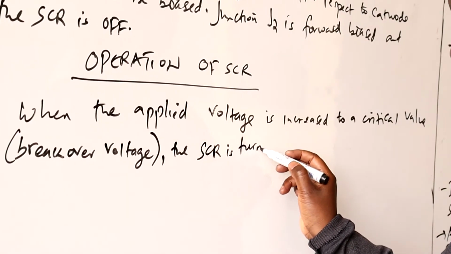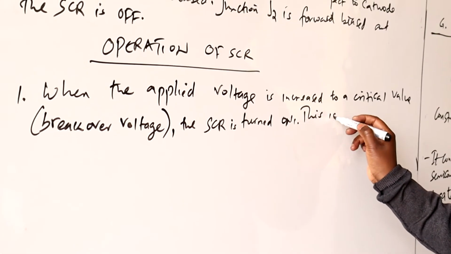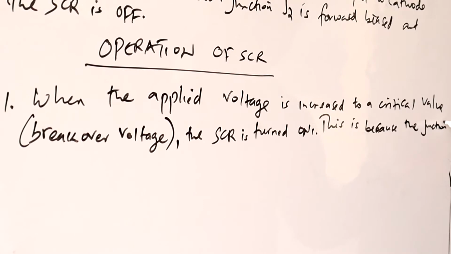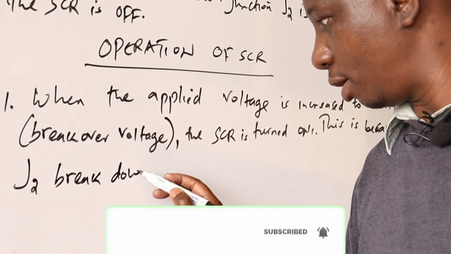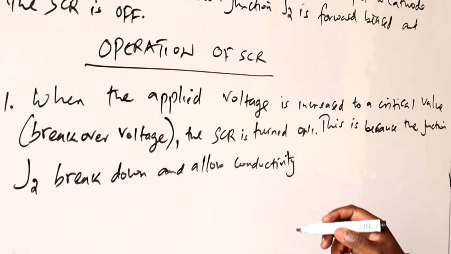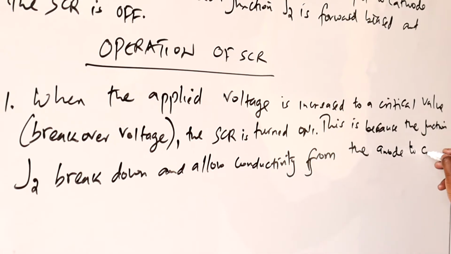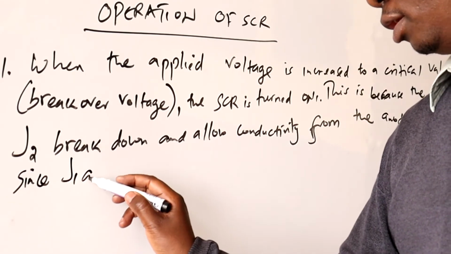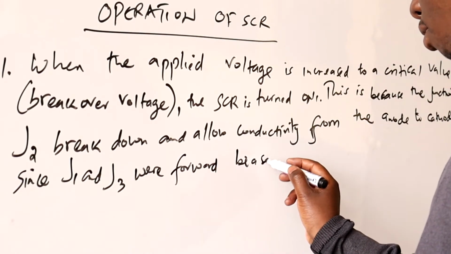The SCR is turned on. Full stop. And this is because junction J2 breaks down and allows conductivity from the anode to the cathode, since J1 and J3 were forward biased.